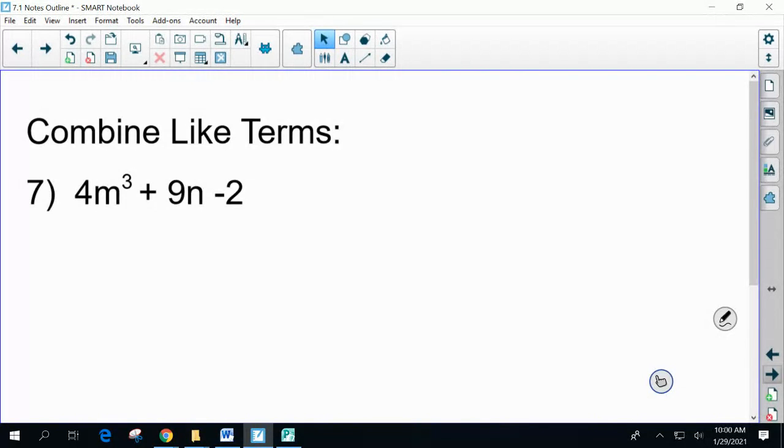What's going on here with number 7? Nothing. You can't combine anything. There's no like terms. So that's what we're going to write. We're just going to write no like terms. So that means that it's already simplified. There's nothing more we can do.